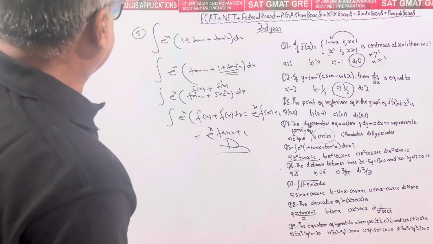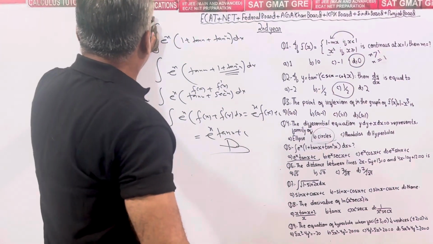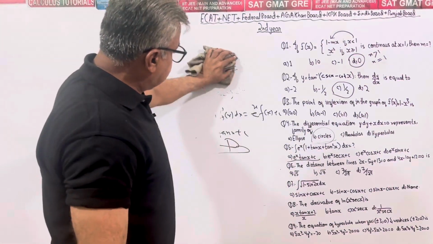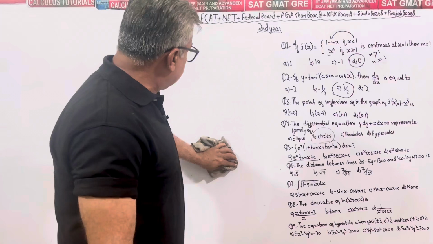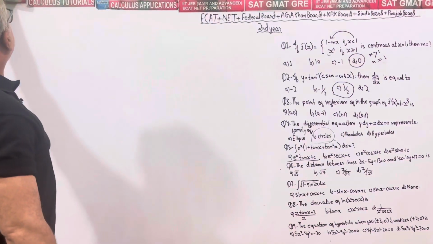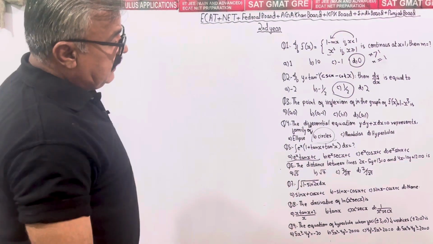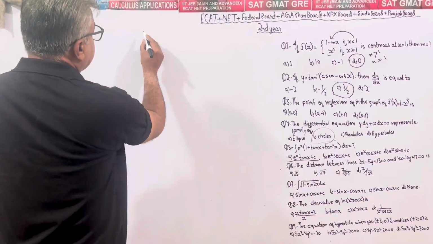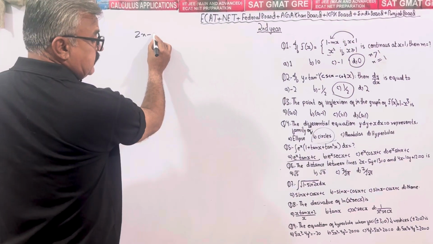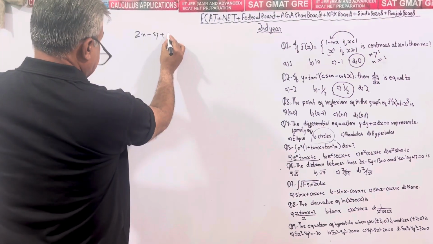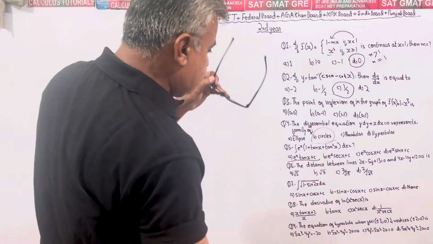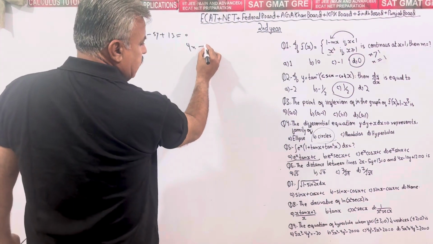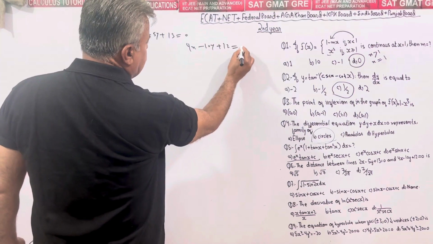Distance between lines. Usually we have a formula for distance from point to line. In that case, we have two given lines. If you find their slope, they are parallel lines. Let me simplify the situation for you: 2x minus 5y plus 13 is equal to 0, and 4x minus 10y plus 12 is equal to 0.